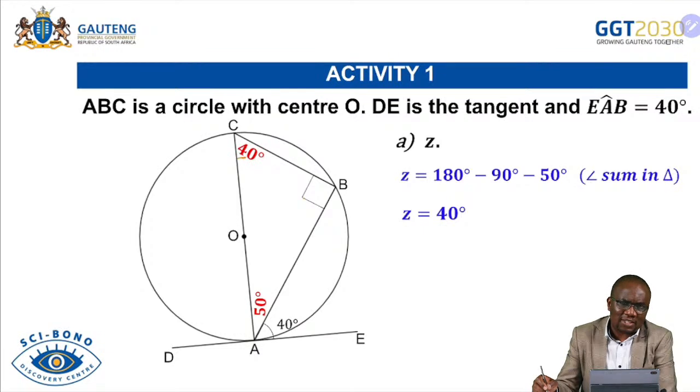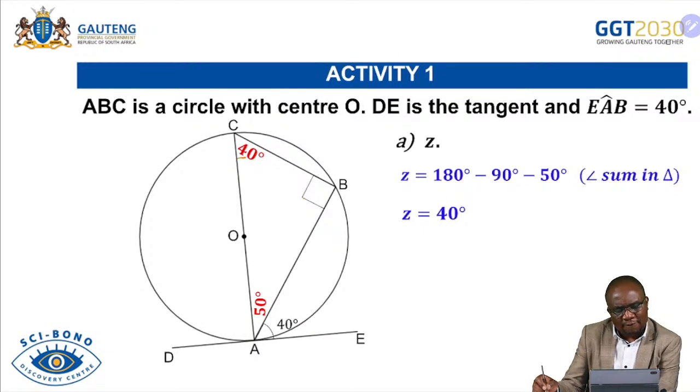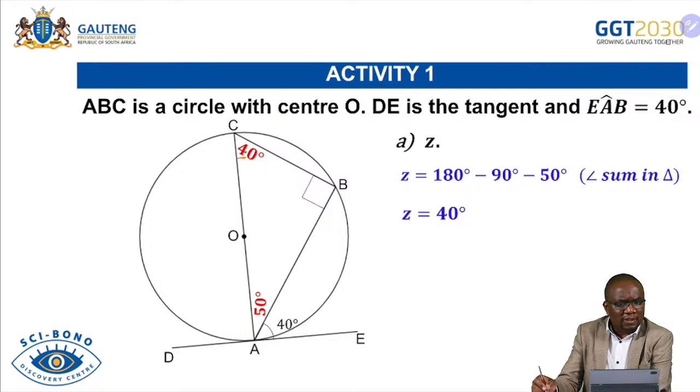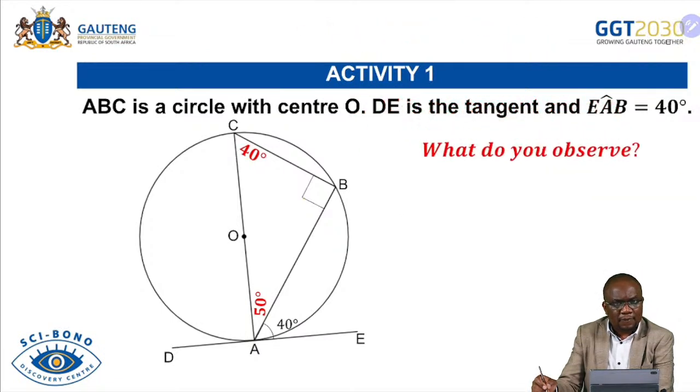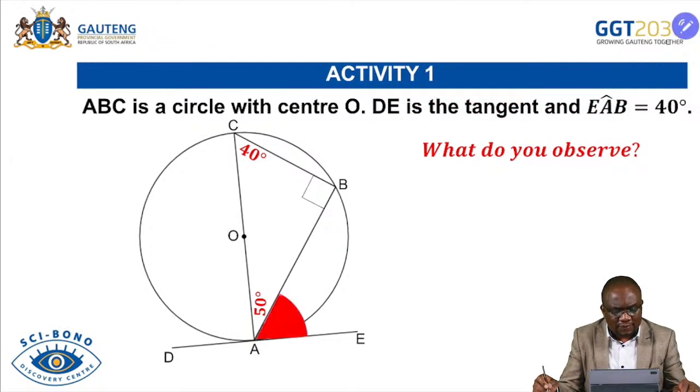I want to ask you this question. What do you observe? Look at these angles. Look for angles that are equal. What do you observe? What do you see? This angle is equal to which angle?